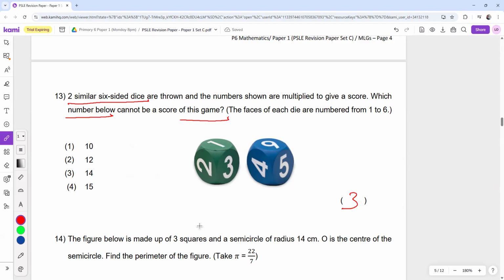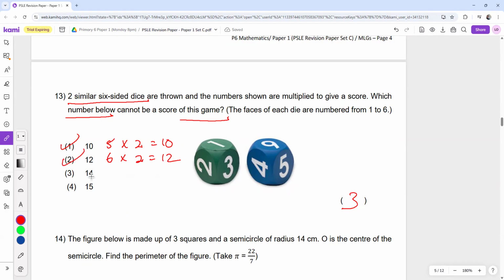I throw two dice, and whatever numbers are shown, I multiply these two numbers. For example, one cube shows 5, the other cube shows 2. So I got two numbers, I multiply, I get 10, which is a possible score. Okay, possible score. Then I throw the two dice again. Can I get 12? Maybe one dice shows 6, then the other dice shows 2. I get 12. That is also a possible score.